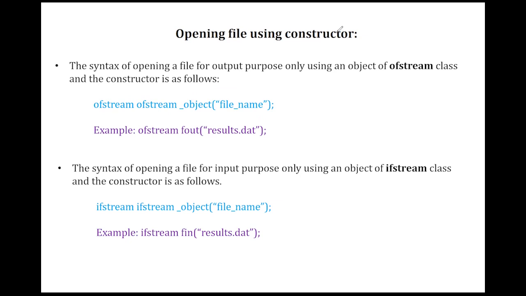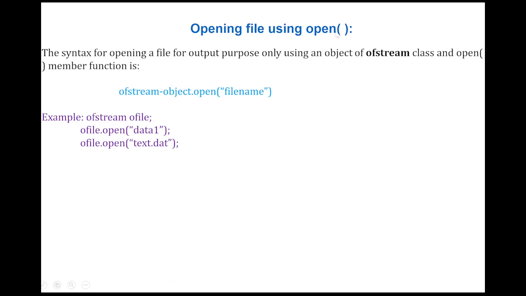Now let us see what method, or the syntax, we will use if I want to use a member function for opening the file. That member function is nothing but the open member function. So see here the syntax for opening a file for output purpose only, using an object of the stream class and the open member function. Again I'm going to create an object. I have to create an object of ofstream type, dot open.